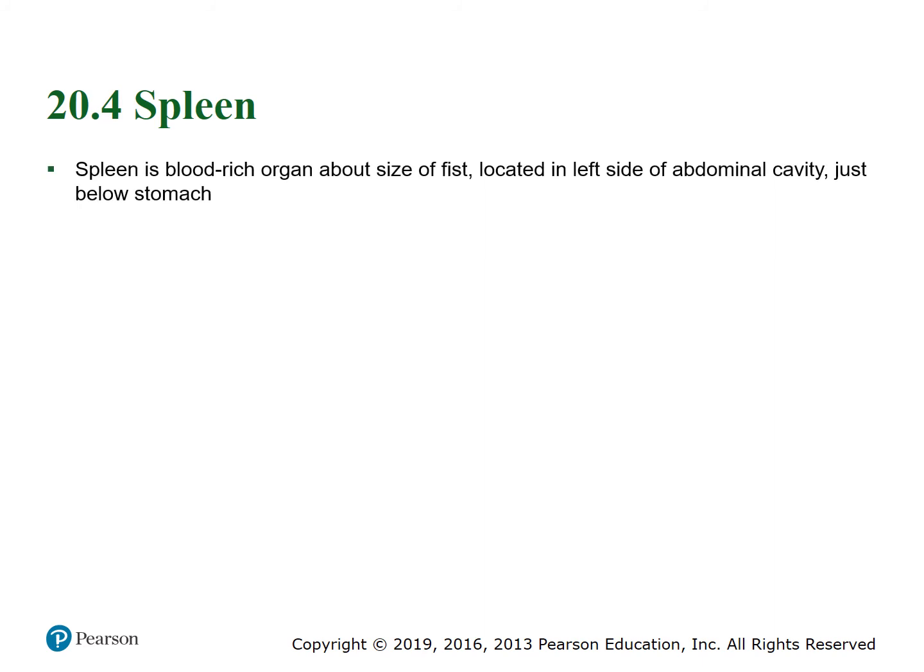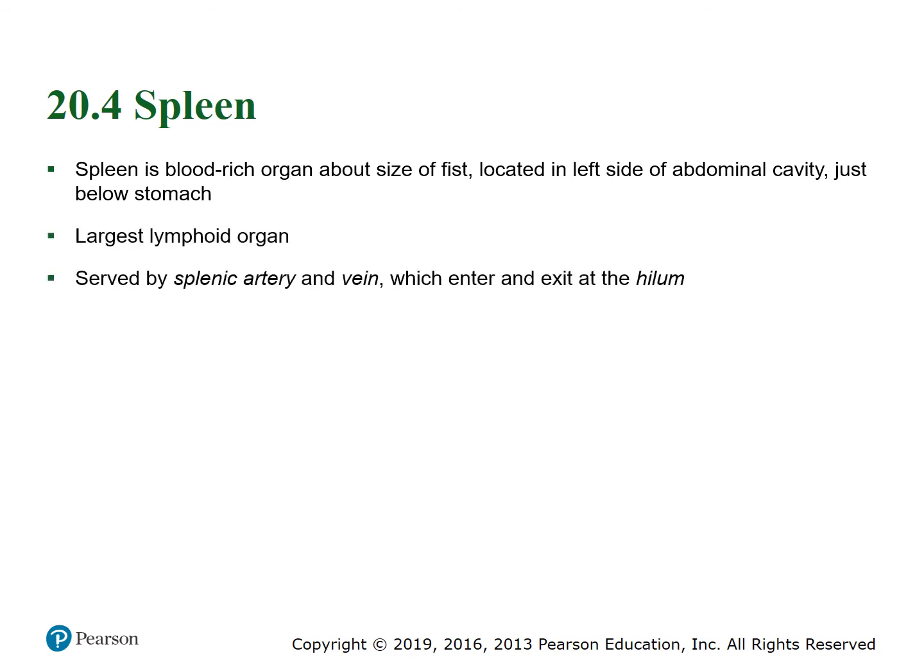So next we're going to look at the spleen, and this is a really well vascularized, a very blood-rich organ that's about the size of your fist on the left side of the abdominal cavity, and it's just below the level of the stomach. It is the largest lymphoid organ, and it gets served by the splenic artery and vein, and these enter and exit at the hilum of the spleen. We'll see a diagram of that in just a minute.